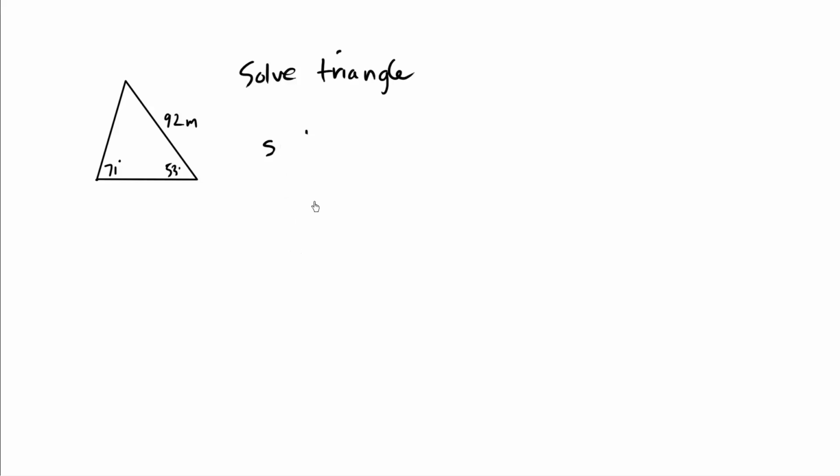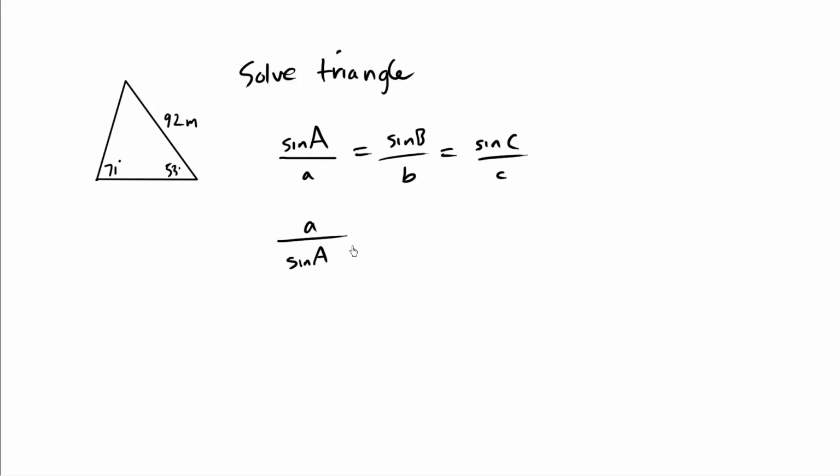Now what is the sine law? The sine law simply states that sine A, the sine of an angle, over the corresponding side which is opposite the angle, is equal to sine B over B, which is equal to sine C over C. Now you're allowed to take the reciprocal of each one of these. You can say A over sine A equals B over sine B, which is equal to C over sine C.